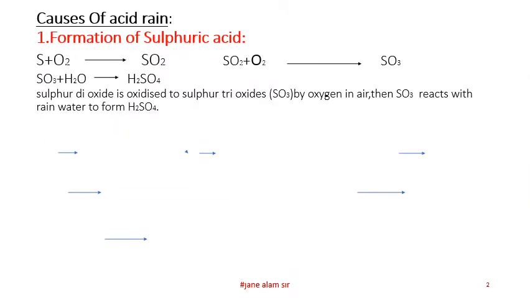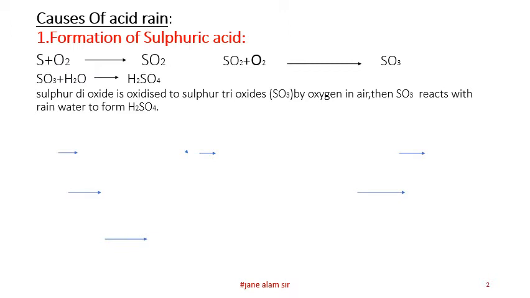Now, causes of acid rain. First, formation of sulfuric acid. Coal used in power plants contains up to 4% sulfur. Combustion of coal produces sulfur dioxide. Petroleum refining releases sulfur dioxide. Eruption of volcanoes releases sulfur dioxide. Metal extraction from sulfide releases sulfur dioxide in the air.